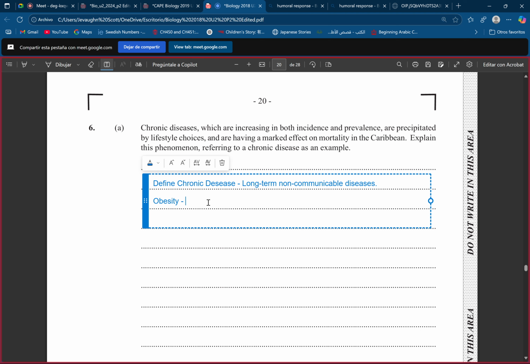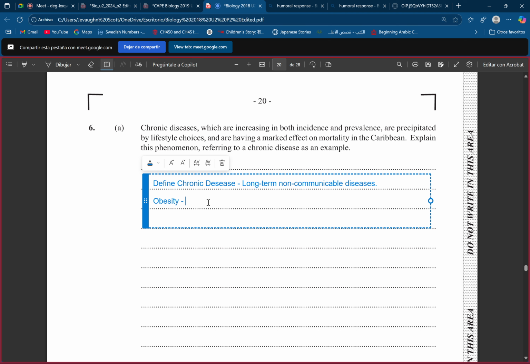We're saying that it's increasing in incidence and prevalence. What is the difference between incidence and prevalence? Beautiful response, right? So incidence is how many persons have the thing, and prevalence is how much a disease is found, or the frequency of that disease in a population, over a specific period of time. So we're looking at both incidence and prevalence, right?